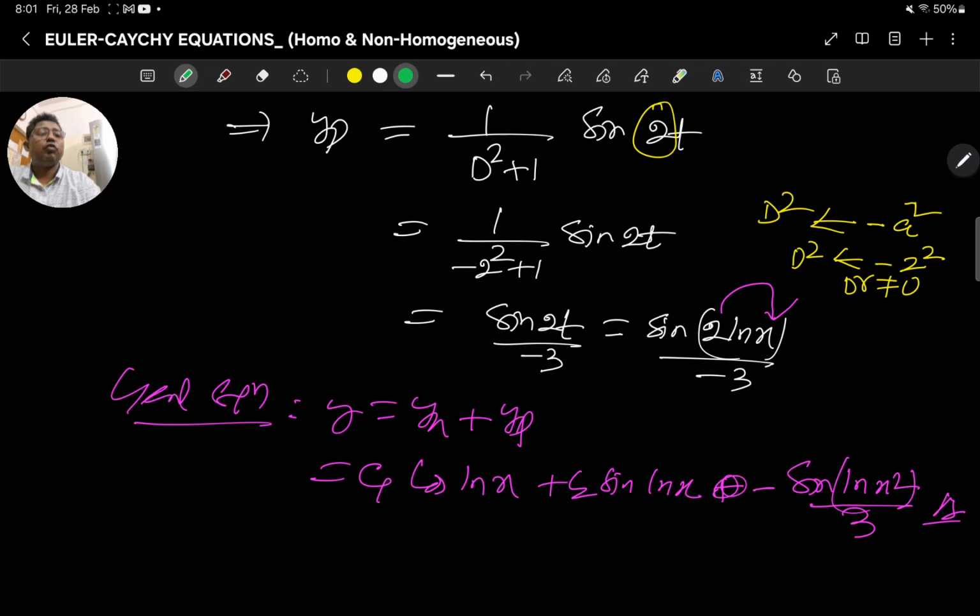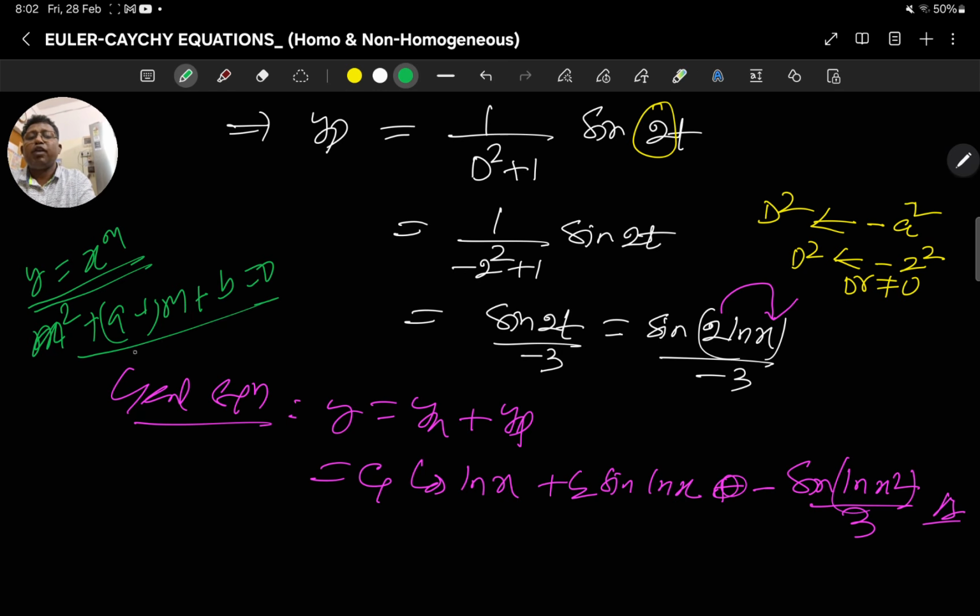So now to conclude, if you are given a Euler-Cauchy equation, you can put y is equal to x to the power m, and likewise you directly solve. The auxiliary equation is m square plus (a minus 1) times m plus b is equal to 0, and accordingly you solve it. Otherwise, if you solve by this method, you have to use variation of parameters to find the particular solution, right? Or you can come back to the previous method.